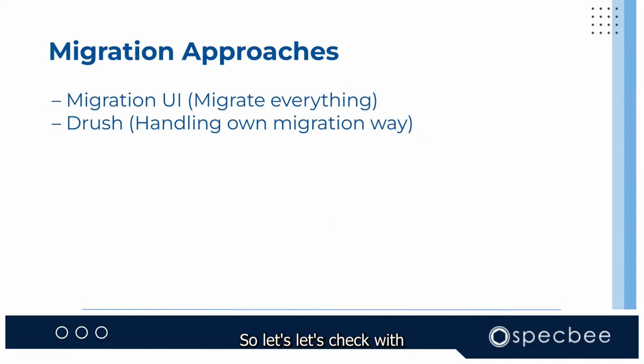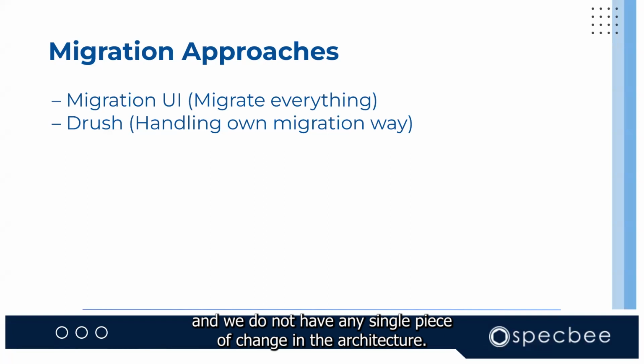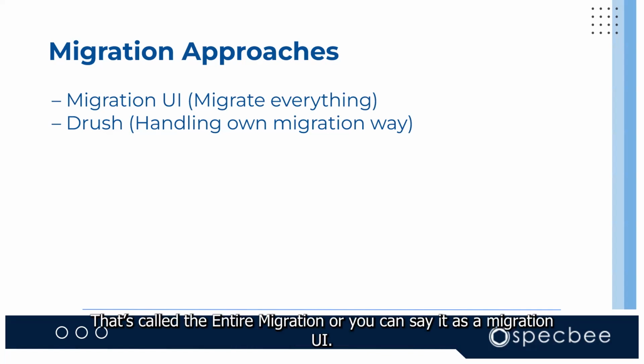So let's check the migration approaches, or we can say the migration types. There are majorly two types of migrations available with Drupal. Basically, it's a migration from Drupal 7 to Drupal 9 or Drupal 10. When we say a migration, it can be that we need to have the same architecture as our Drupal 7 website, and we do not have any single piece of change in the architecture. That's called the entire migration, or we can say a migration UI.